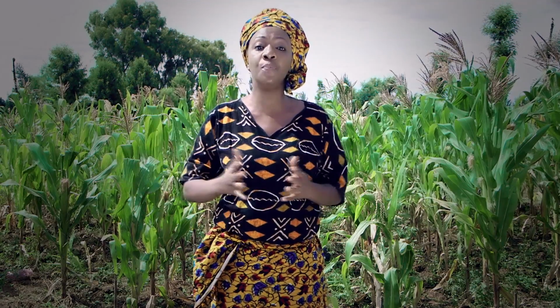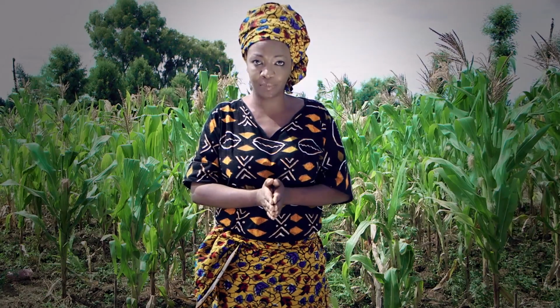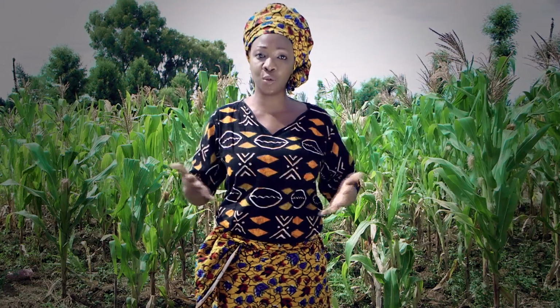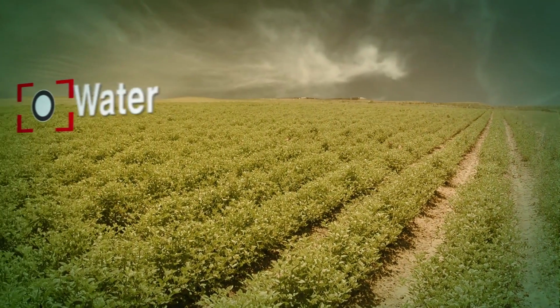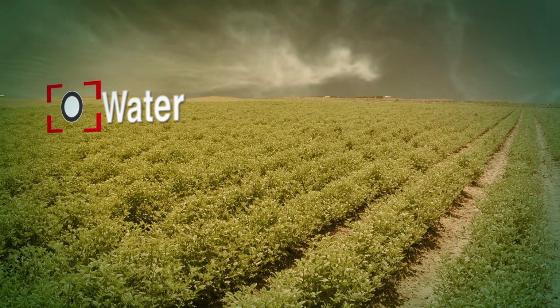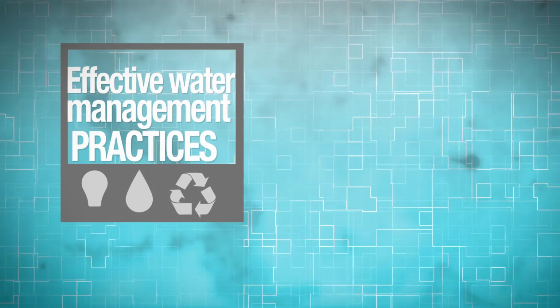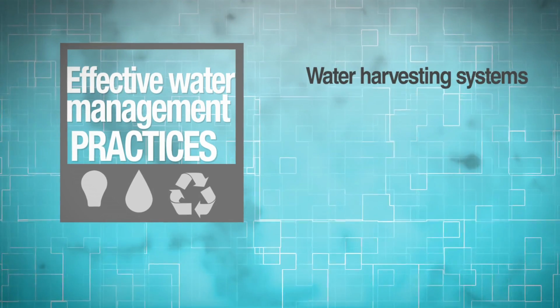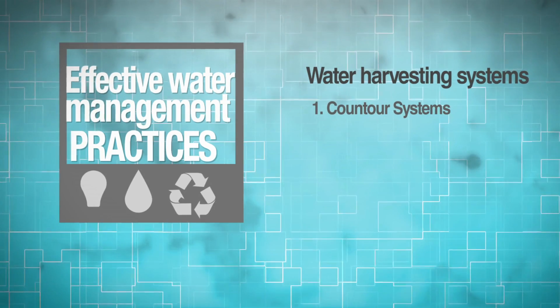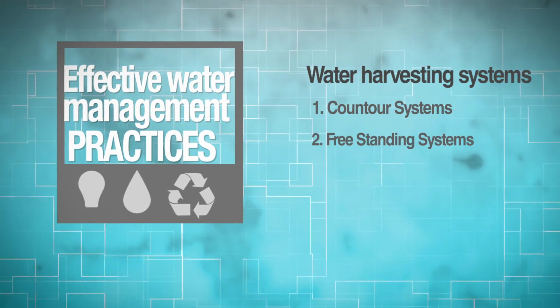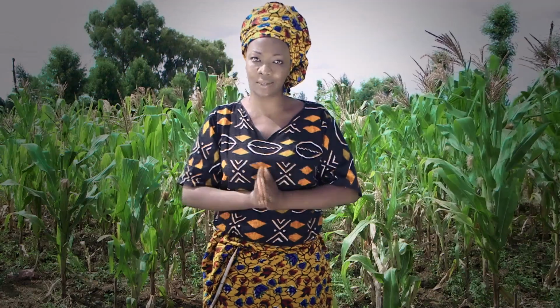Water is a necessity for healthy plant growth. So how can we improve our management of this commodity? What are some water harvesting techniques and water harvesting systems we can use? Water harvesting techniques and systems can be grouped into two. Systems in which the bunds follow the contour lines are called contour systems. And systems in which the bunds do not follow the contour lines are called freestanding systems. We will begin by learning about contour systems.